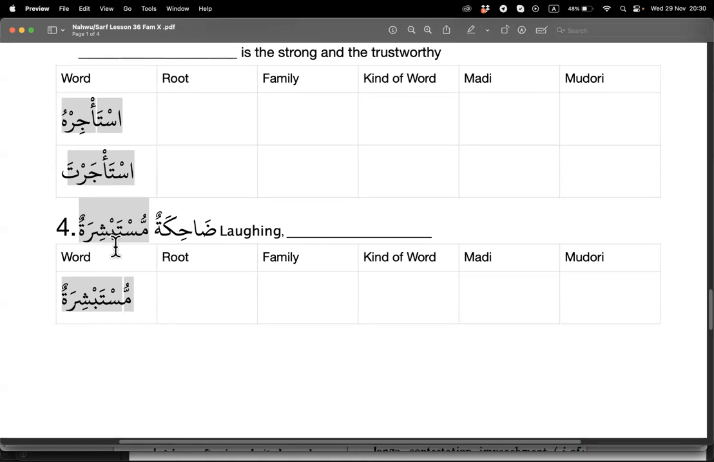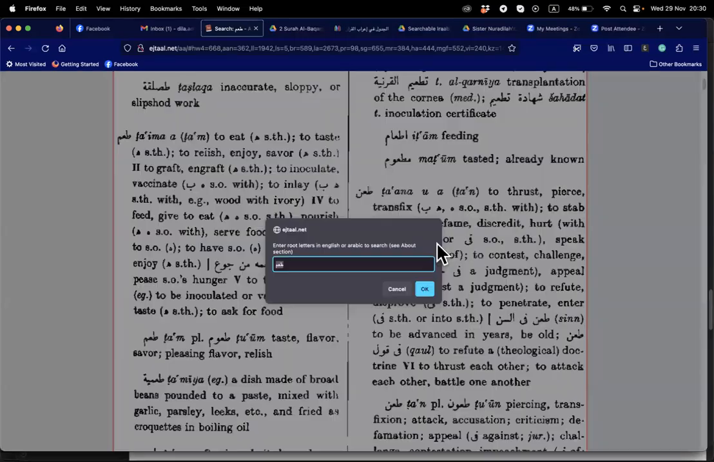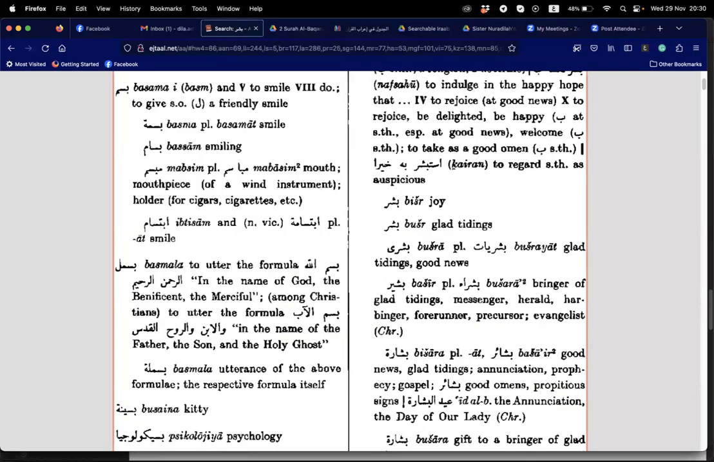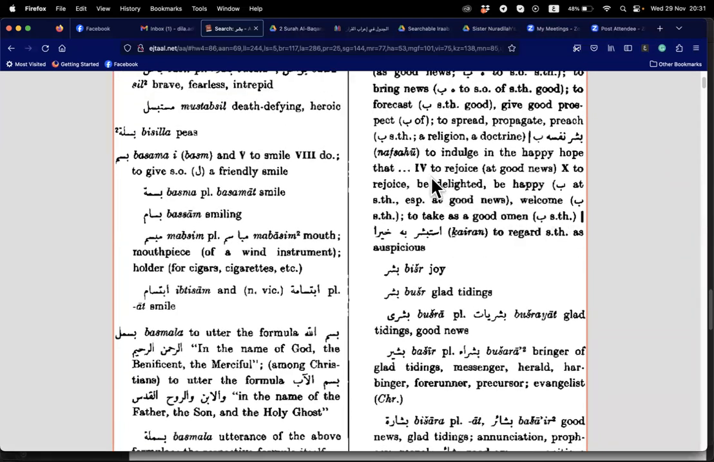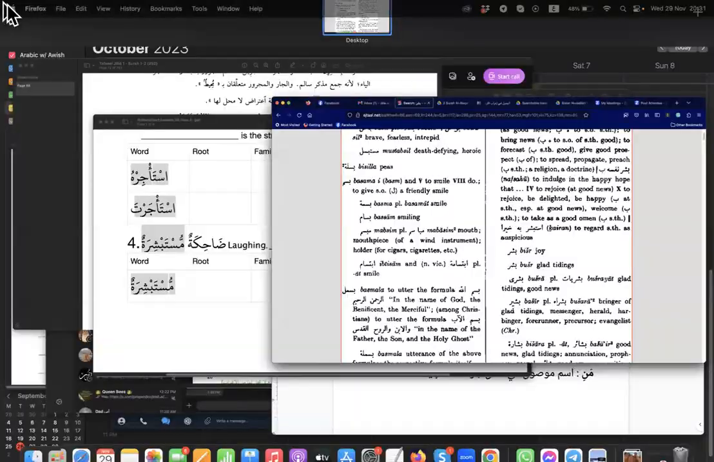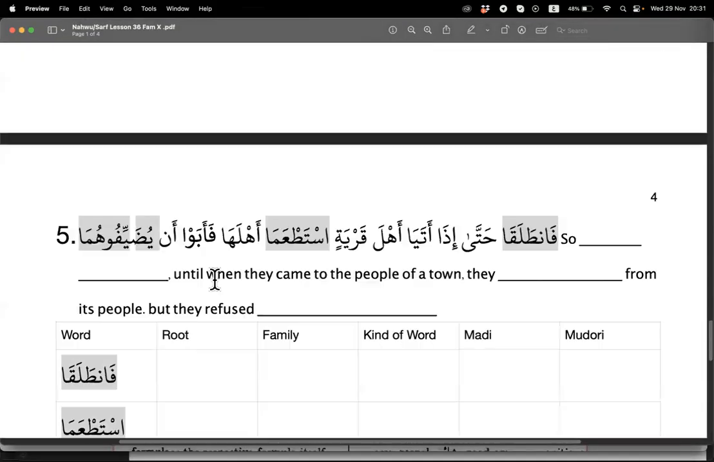What is it doing here, basically? This one can be the sifah of the one before. Obviously this must relate to something else, but this is the sifah. Mustabashiratun means something like good news? Bashara means happy, joy, to rejoice, to be happy. Okay, Alhamdulillah. Next one.